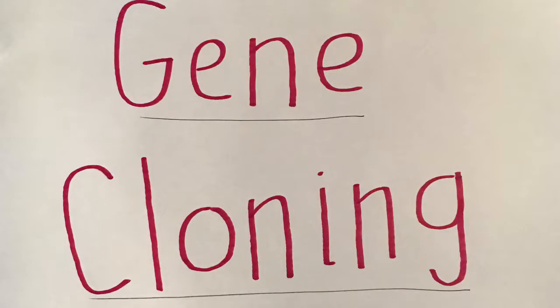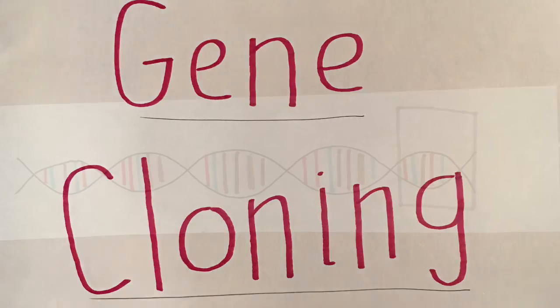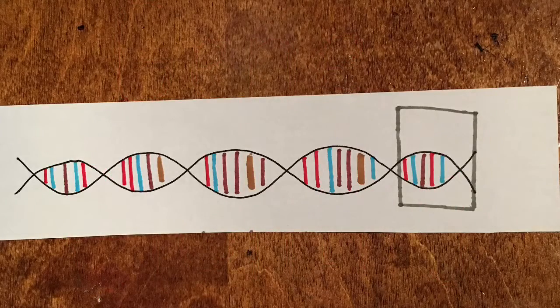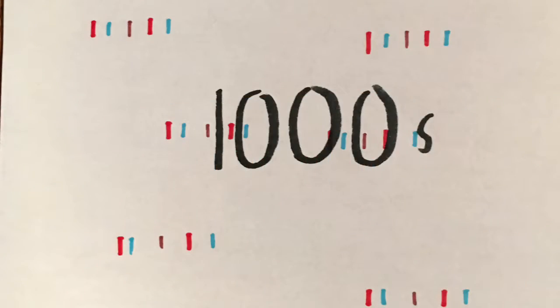So you're probably asking yourself, what is gene cloning? This is when a specific gene of interest is located and isolated. Once a specific gene can be located in the original source of the DNA, there can be thousands of exact copies made.